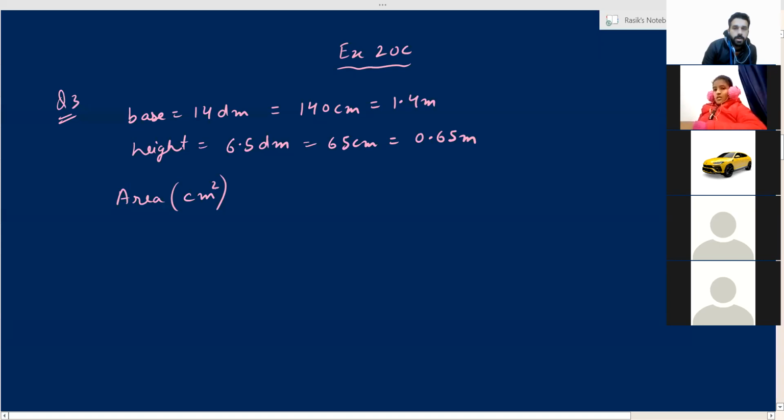So write in the bracket centimeter square. Dave Arre has been joined. Dave, it is not your class. Join after 3-4 minutes. Okay, sir.